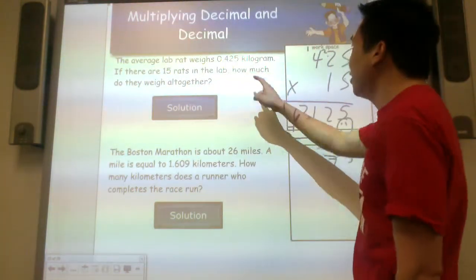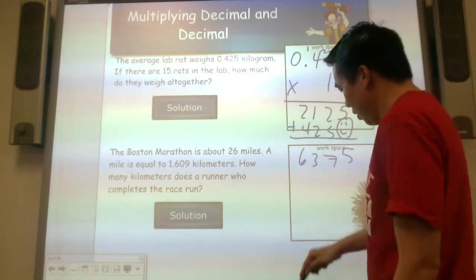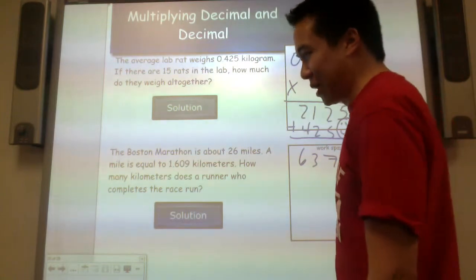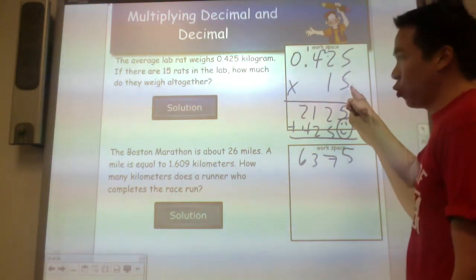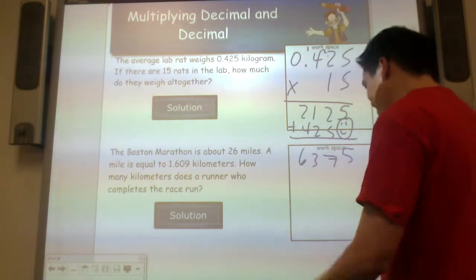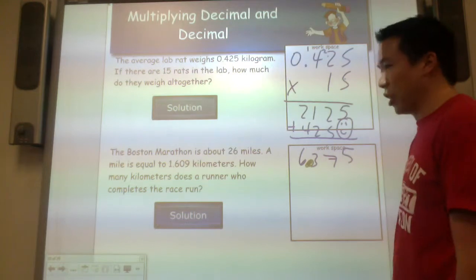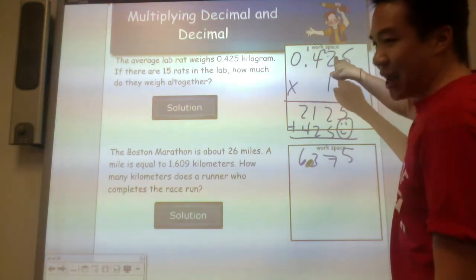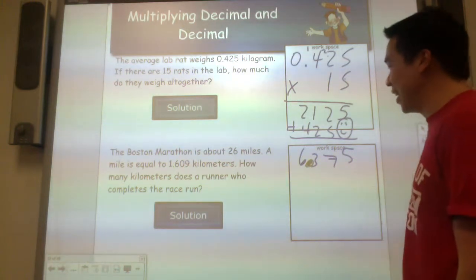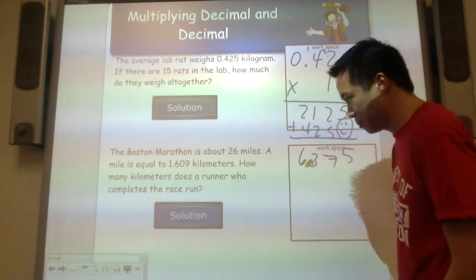So in here, let's return that decimal point. What place value is the first? It's in the thousandths place. Times what place? Ones place. So our answer has to have a thousandths place. Right there. Or another way to do it is, how many digits are behind this decimal point? 3 digits. Does your answer have 3 digits behind it? It does. So it's 6 and 375 thousandths.